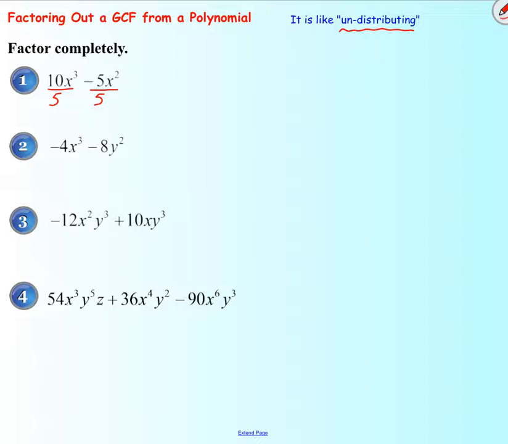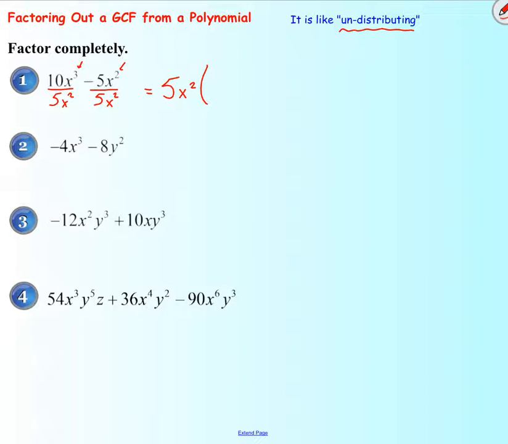Now look at your variables. You've got x to the third, you've got x squared. You can only factor out the least amount of variables or power that you have. So I have a power of 3, I have a power of 2, so the most I can divide out or take out would be a square. So I've gone through the coefficients, I've gone through all the variables. My GCF for that expression would be 5x squared. That's your GCF.